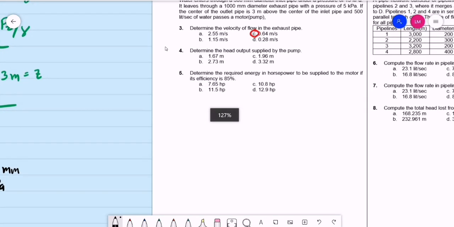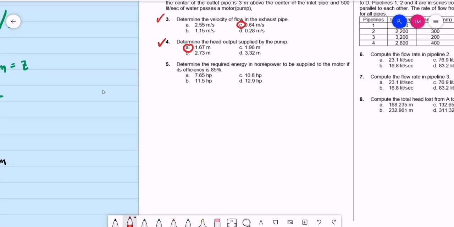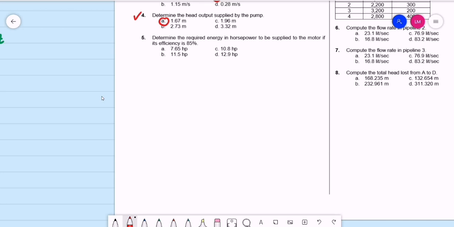For number 4, we have letter A, that is 1.67. Sorry for that noise. We have letter A for number 4. And last question, we have number 5. Determine the required energy in horsepower to be supplied to the motor.